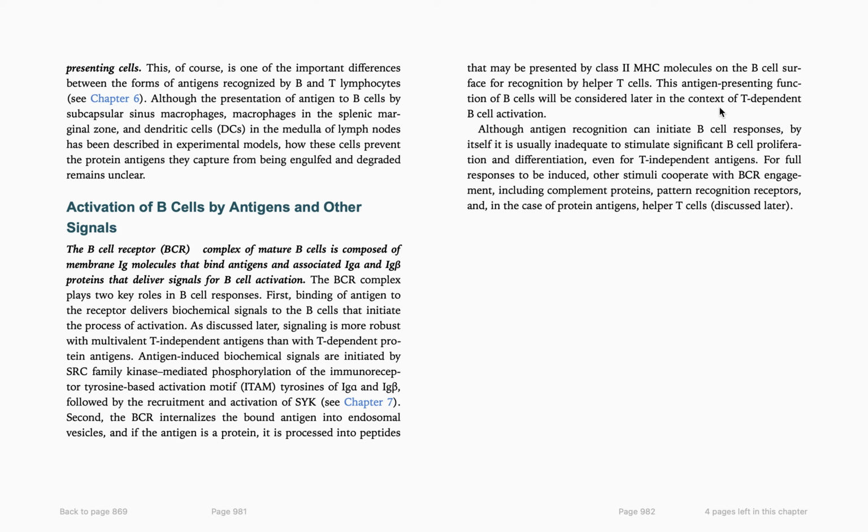Although antigen recognition can initiate a B cell response, by itself it is usually inadequate to stimulate significant B cell proliferation and differentiation, even for T-independent antigens. For a full response to be induced, other stimuli cooperate with B cell receptor engagement, including complement proteins, pattern recognition receptors, and, in the case of protein antigens, helper T cells, discussed later.